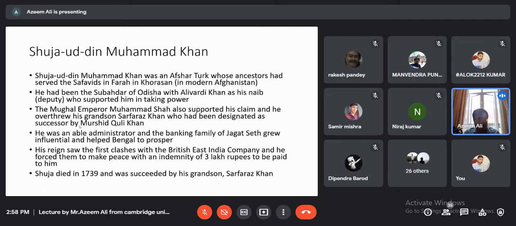Murshid Quli Khan. Shuja-ud-Din was an able administrator, and the banking family of Jagat Seth grew influential and helped Bengal prosper. And Shuja-ud-Din's reign saw the first clashes with the British East India Company, and he forced them to make peace with an indemnity of 3 lakh rupees to be paid to him. He died in 1739 and was succeeded by his son Sarfaraz Khan.